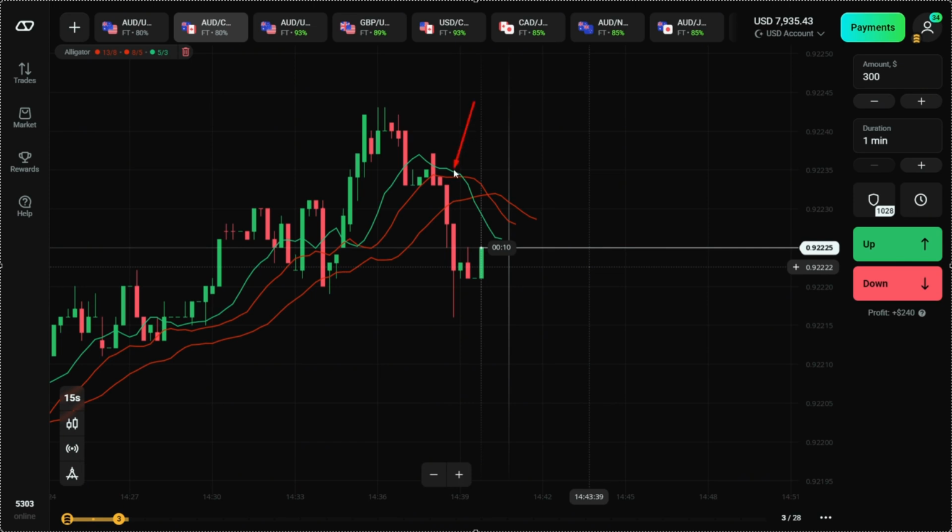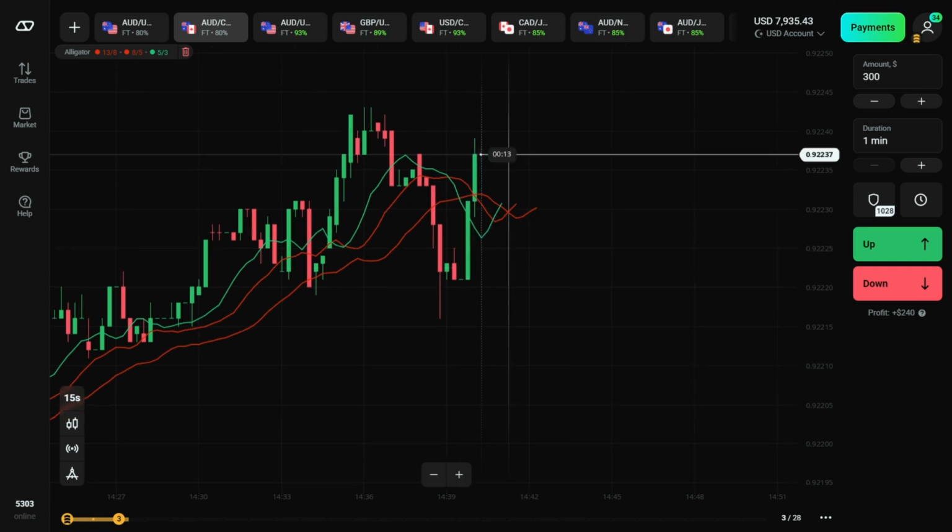So we entered at this point when the green moving average, which was above, crossed below. That's a signal for a downward move, as it crossed the first red moving average. Then it crossed the second red moving average. That's a signal for a downward move. We entered at this point, and then this big drop happened, which made us profit from this trade, $240, which is a very good profit at the moment.